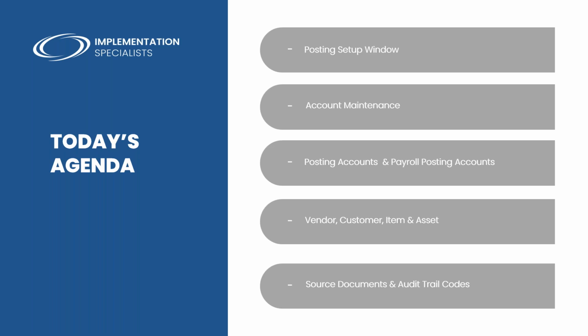We'll look at the setup for vendor, customer, item, and asset. It's all in that same area. So we'll probably just pull up a vendor or a customer, take a look at that, how you can set it up specific for that vendor. And then take a peek at where those source documents and those audit trail codes are coming from.